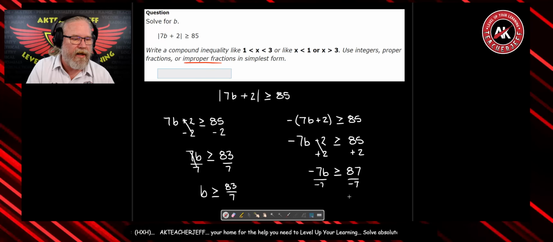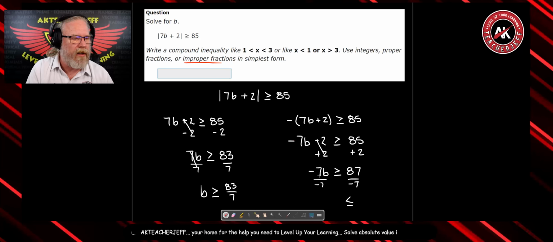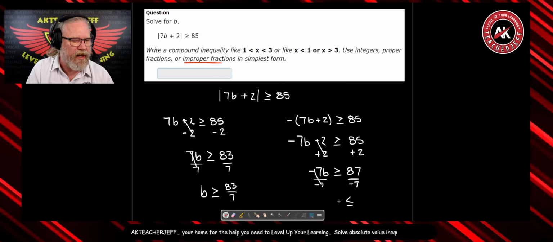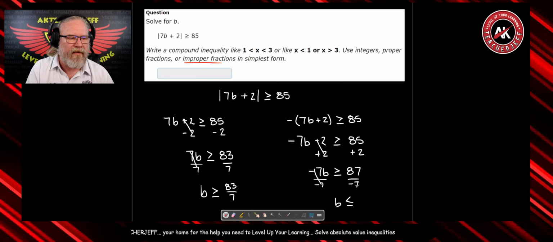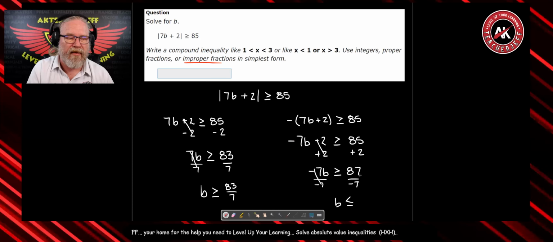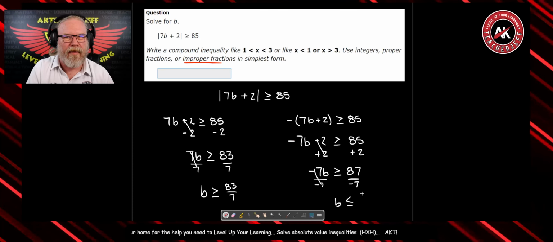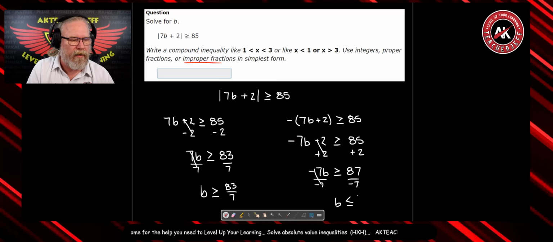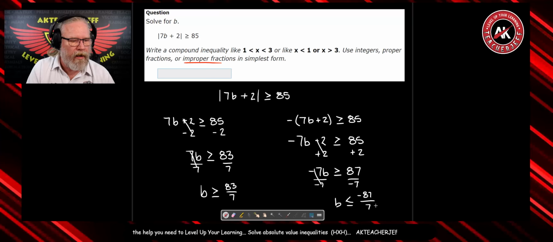I just divided by a negative, so I do want to flip my sign. Don't forget the equal portion. And the -7's will cancel, leaving me with b. And 87 divided by 7, well, 7 doesn't go into 87 to simplify to a whole number, so I'm going to leave it as an improper fraction. And I like my negative signs up at the numerator, so I'm going to put that negative with the 87 up at the top and 7 at the bottom.